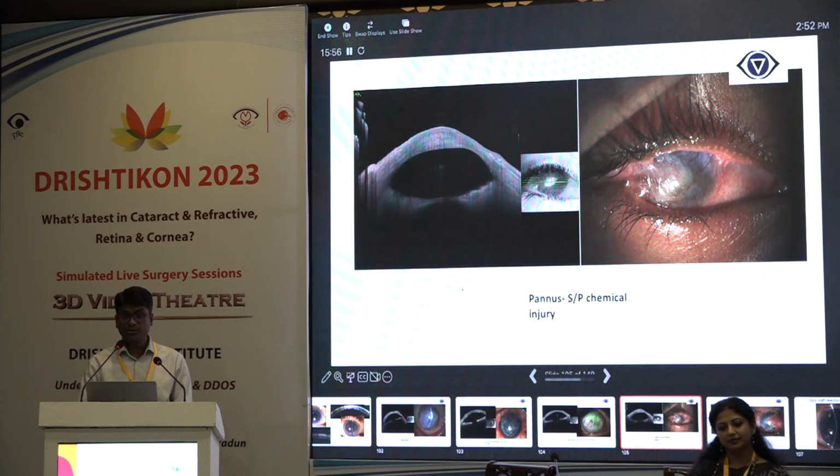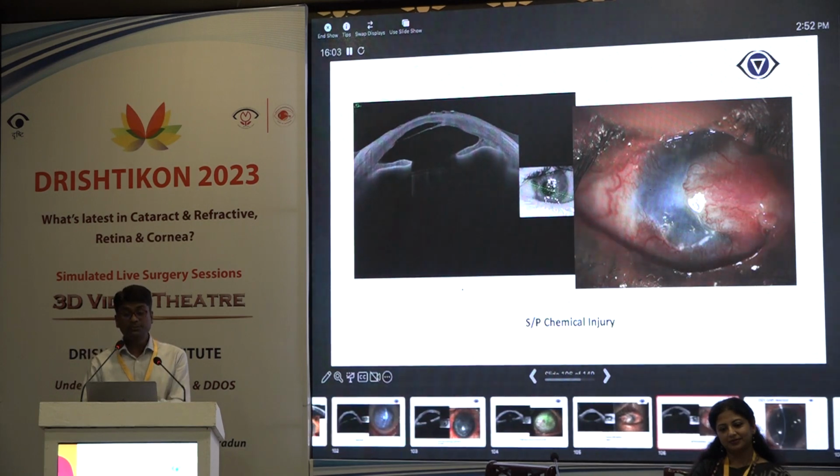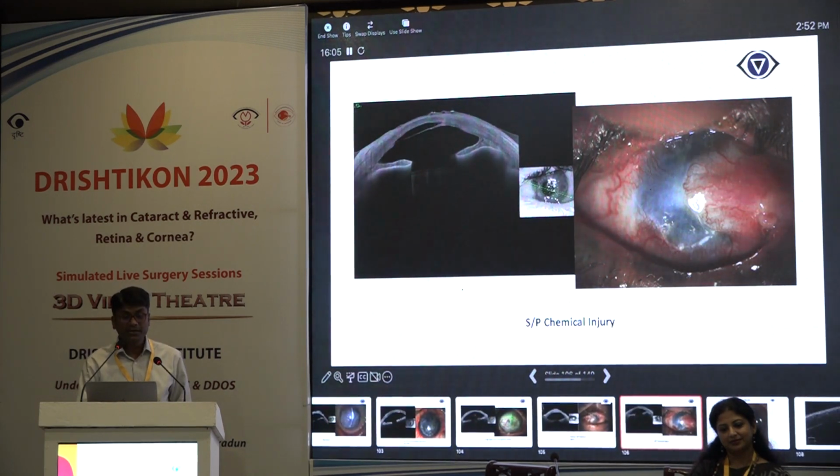So in the anterior, it can penetrate. It can tell me how thick my pannus is. It can tell me how thick my cornea is and what is down there. This patient had a chemical burn and you can see there was a DM detachment also, which I couldn't see.